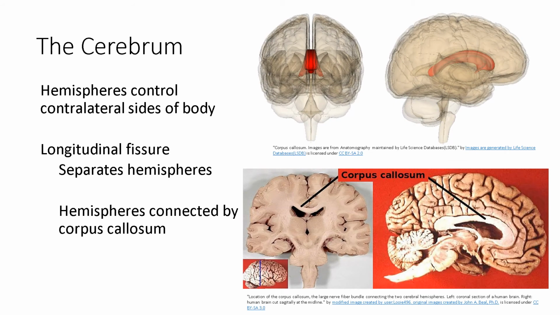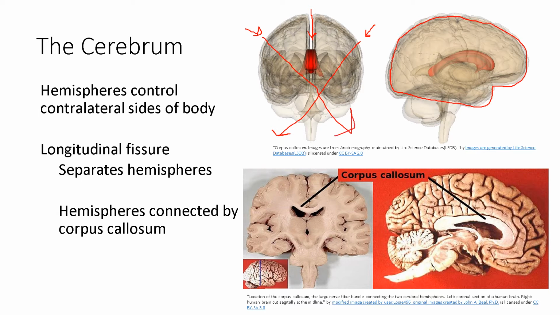So the cerebrum is the most superior portion of the brain. I'm just highlighting it here. And it's divided into 2 hemispheres that are separated by this deep groove here. This is called the longitudinal fissure. So you have the left hemisphere of the brain and you have a right hemisphere of the brain. And they control contralateral sides of the body. That means they control the opposite side of the body. So the left hemisphere controls the right side of the body, and the right hemisphere controls the left side of the body.